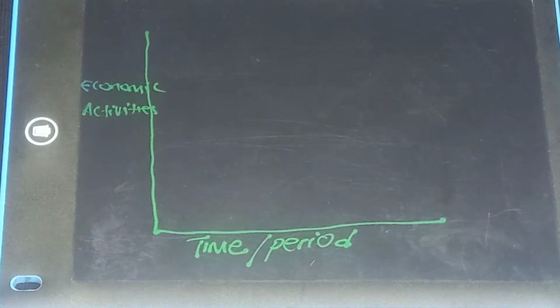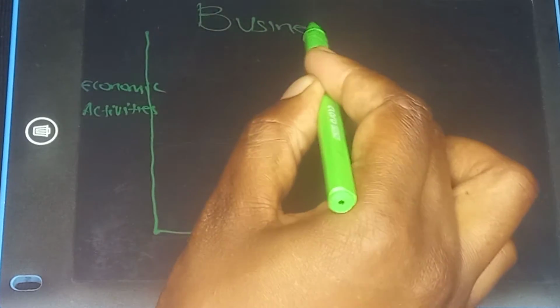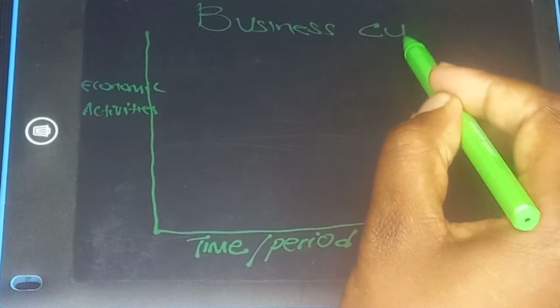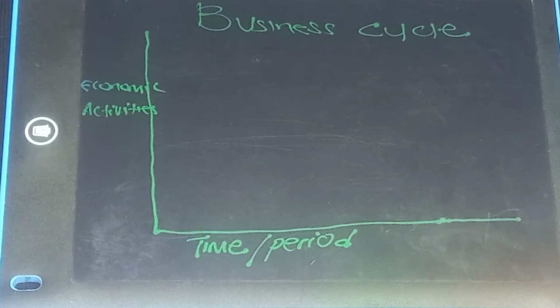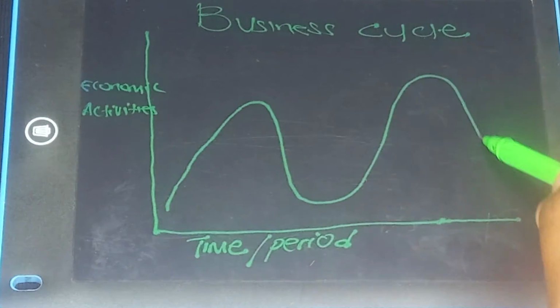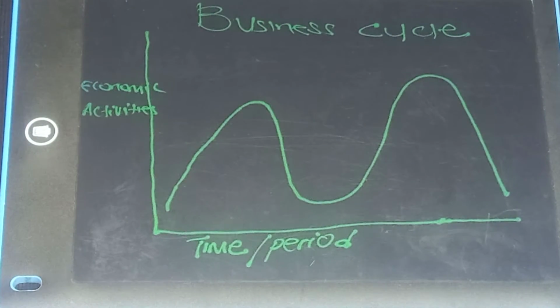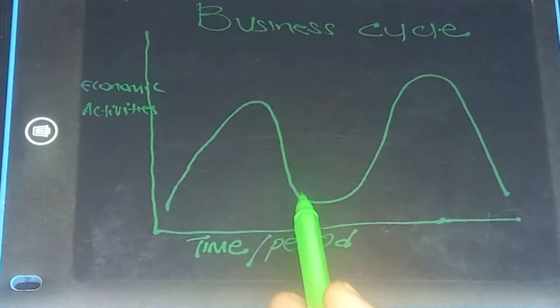Now, the other thing that is very important to do whenever you draw a diagram or a graph is to name it. In our case, business cycle. Now, in a business cycle, we need to have the roller coaster, which is like this, showing the periods of expansion and the period of contractions.